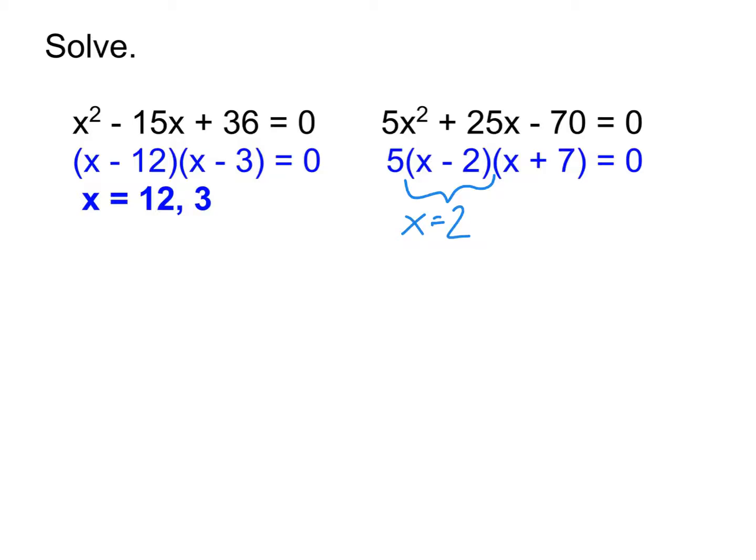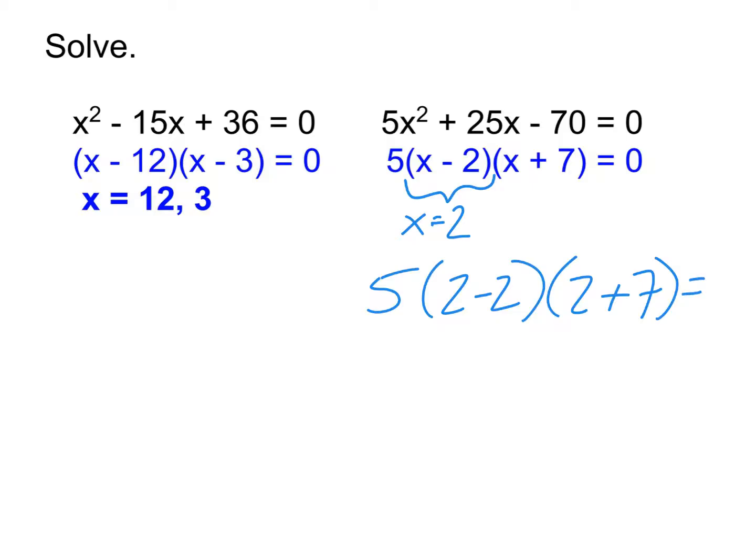The reason is because if I plug 2 in for x, I get 5 times 2 minus 2 times 2 plus 7, which happens to give me 5 times 0 times 9. 5 times 0 is still 0. So just by making the one parenthesis equal 0 was enough. So one solution there is x equals 2.